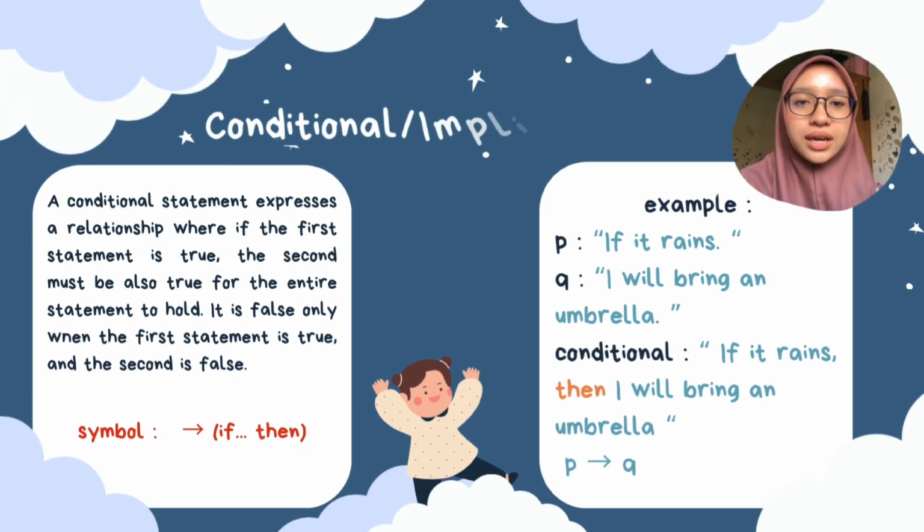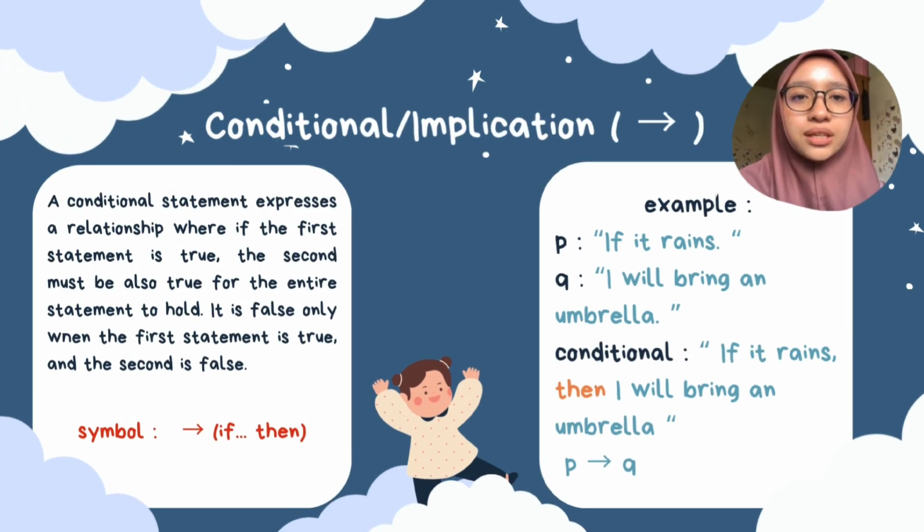So let's take an example. For P, it rains, and Q, I will bring an umbrella. When we combine these statements into a conditional, we get: if it rains, then I will bring an umbrella. In this example, the first part, if it rains, is the condition. The second part, I will bring an umbrella, is the result, or what will happen if the condition is true. The entire conditional will only fail if it rains but I don't bring an umbrella.